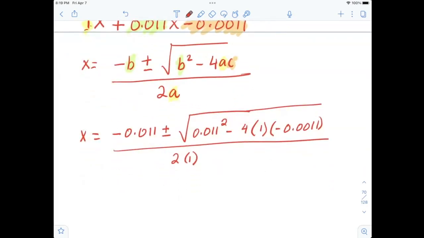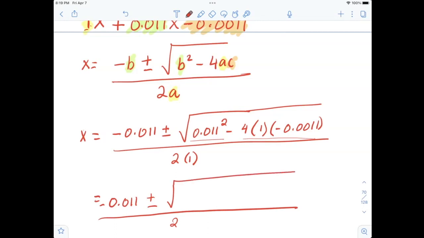Okay, I want to take this step by step. I'm going to just copy this part here. Negative 0.011 plus or minus. I want to go ahead and work on this part here, and then I'm going to work on this part here and then put it all together. I know all of this is going to be over 2, right? So square root of 0.011 squared is equal to 1.21 times 10 power negative 4. So this part here is done.